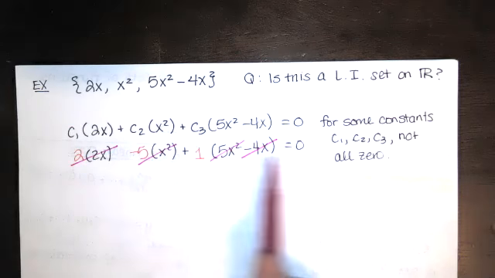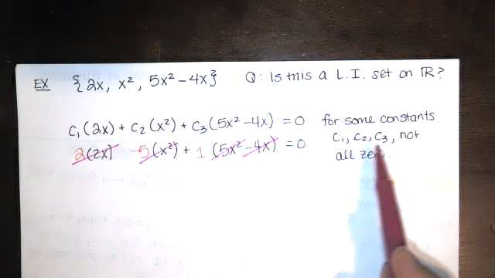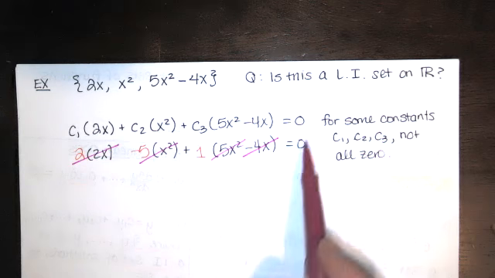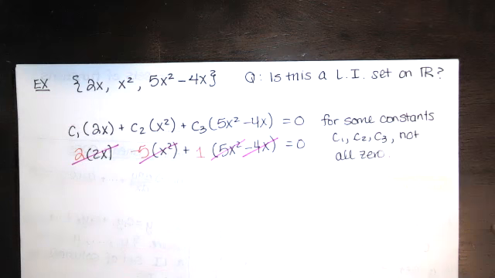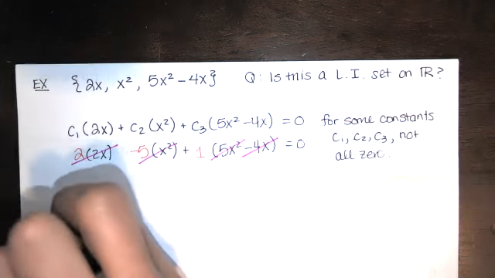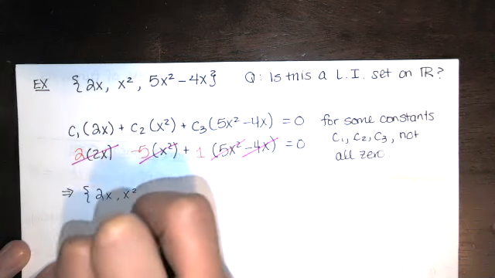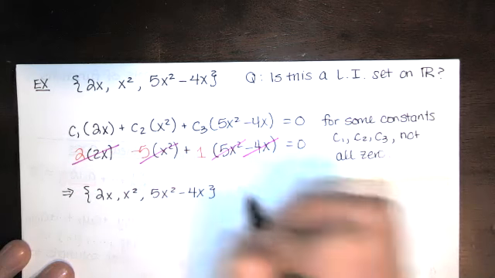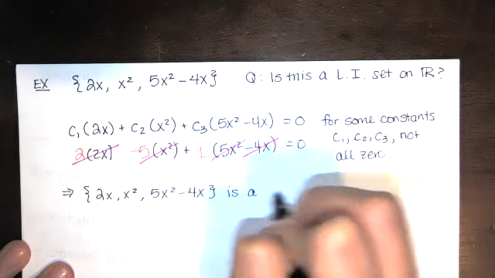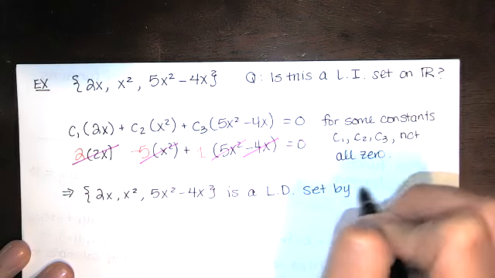So one of these functions is redundant. If you can choose C1, C2, and C3, not all 0, so that you actually get a 0 out of here, that means one of the functions is redundant. So that set that we just looked at is a linearly dependent set by definition.